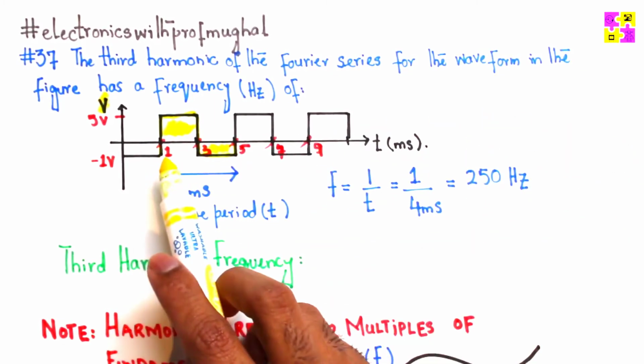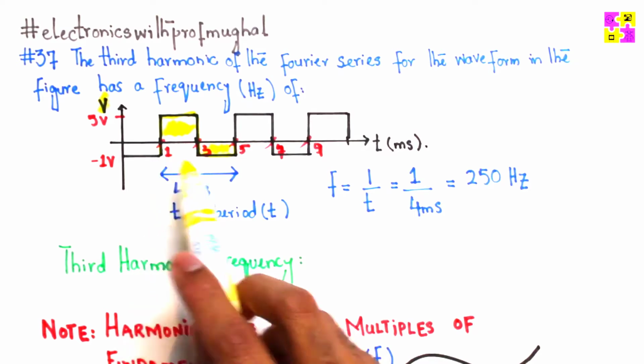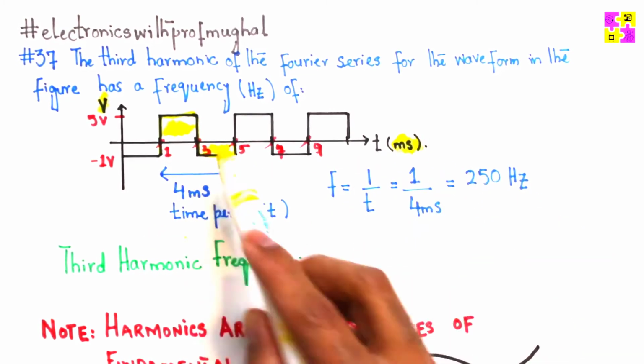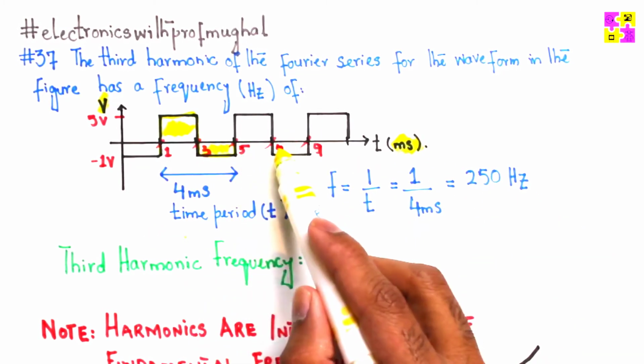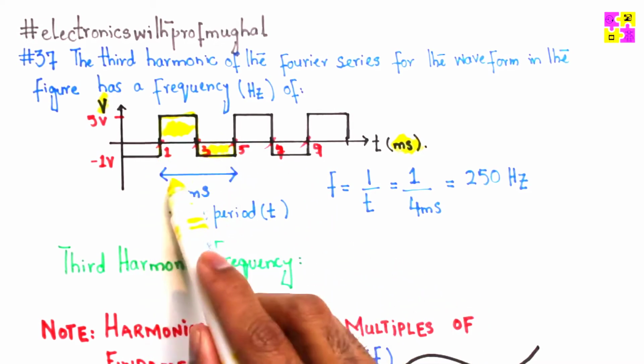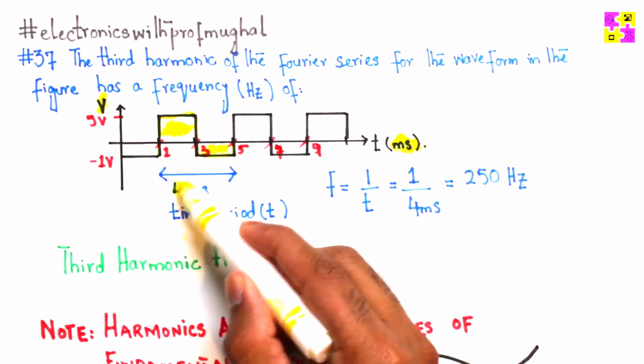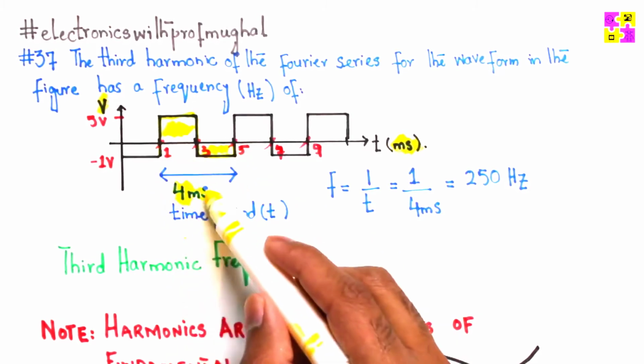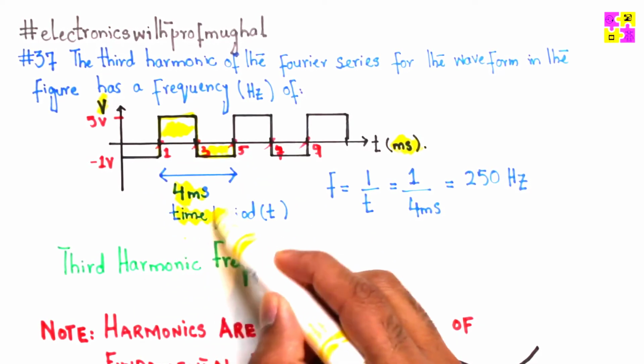And if you look at the scale on the x-axis, 1 millisecond, 3 milliseconds, 5 milliseconds, 7 and 9. So the time it takes to complete its full cycle is basically 4 milliseconds. 5 minus 1, that gives you 4 milliseconds. That's the time period, correct?